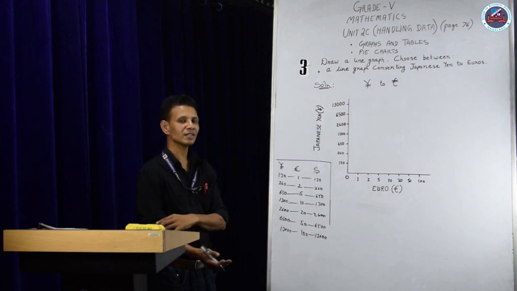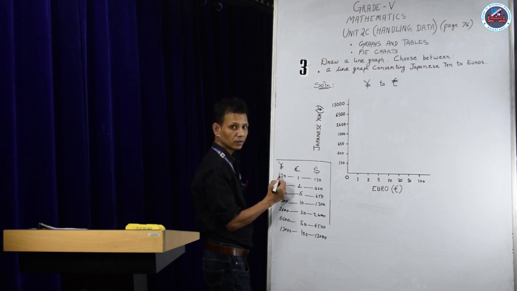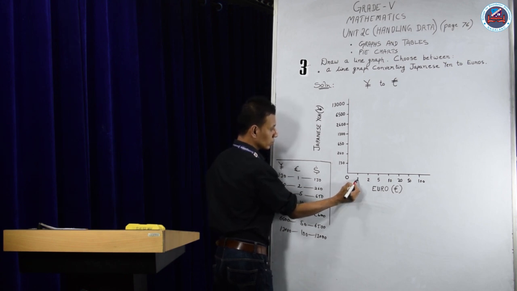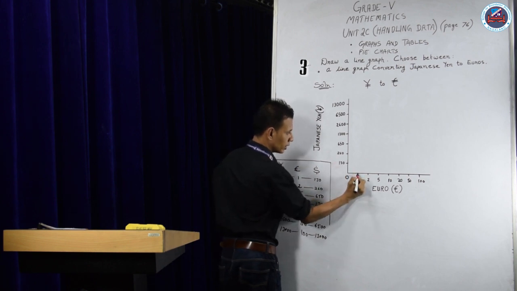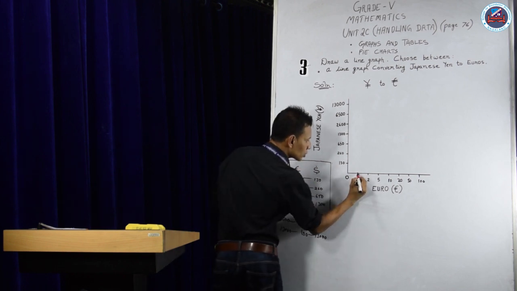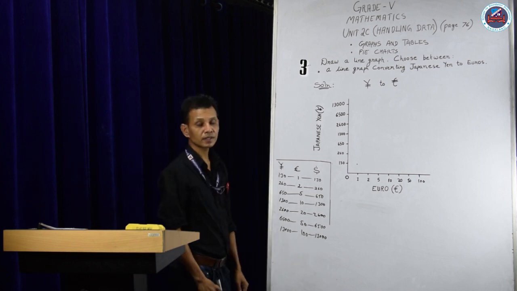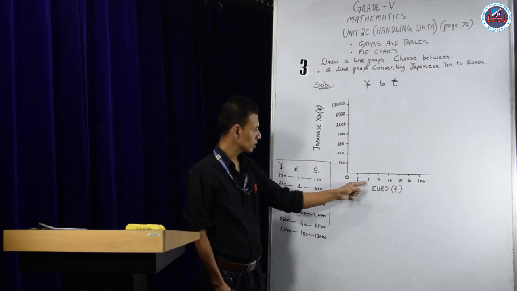So how to do it? It's very simple. Just look. 1 euro is equal to 130 Japanese yen. So 1 is here, 130 is here. You go straight, take the ruler and check where they meet. They meet somewhere here. Next, 2 is equal to 260. 2 is equal to 260.